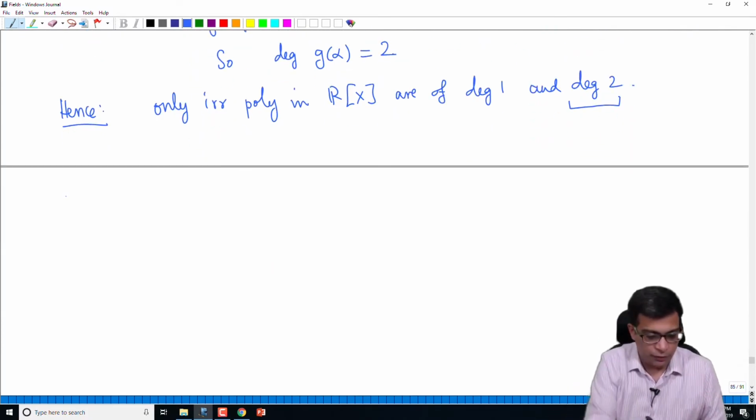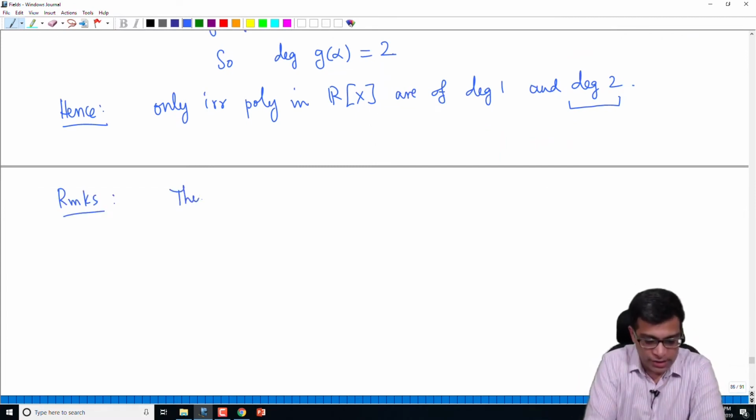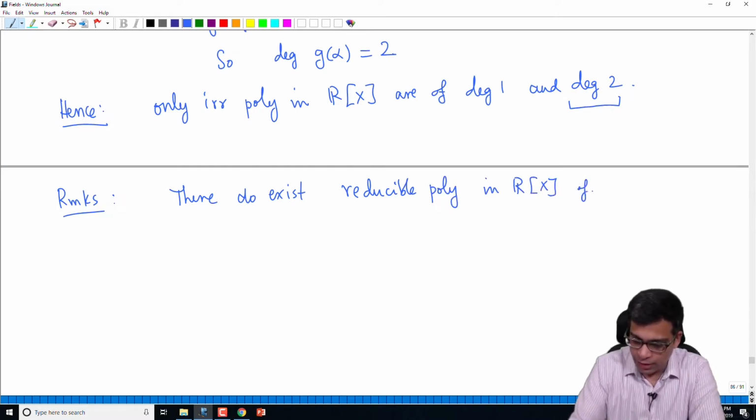So just a couple of remarks I want to make coming from this exercise. There do exist reducible polynomials in R[x] of degree greater than or equal to 3 which have no roots.